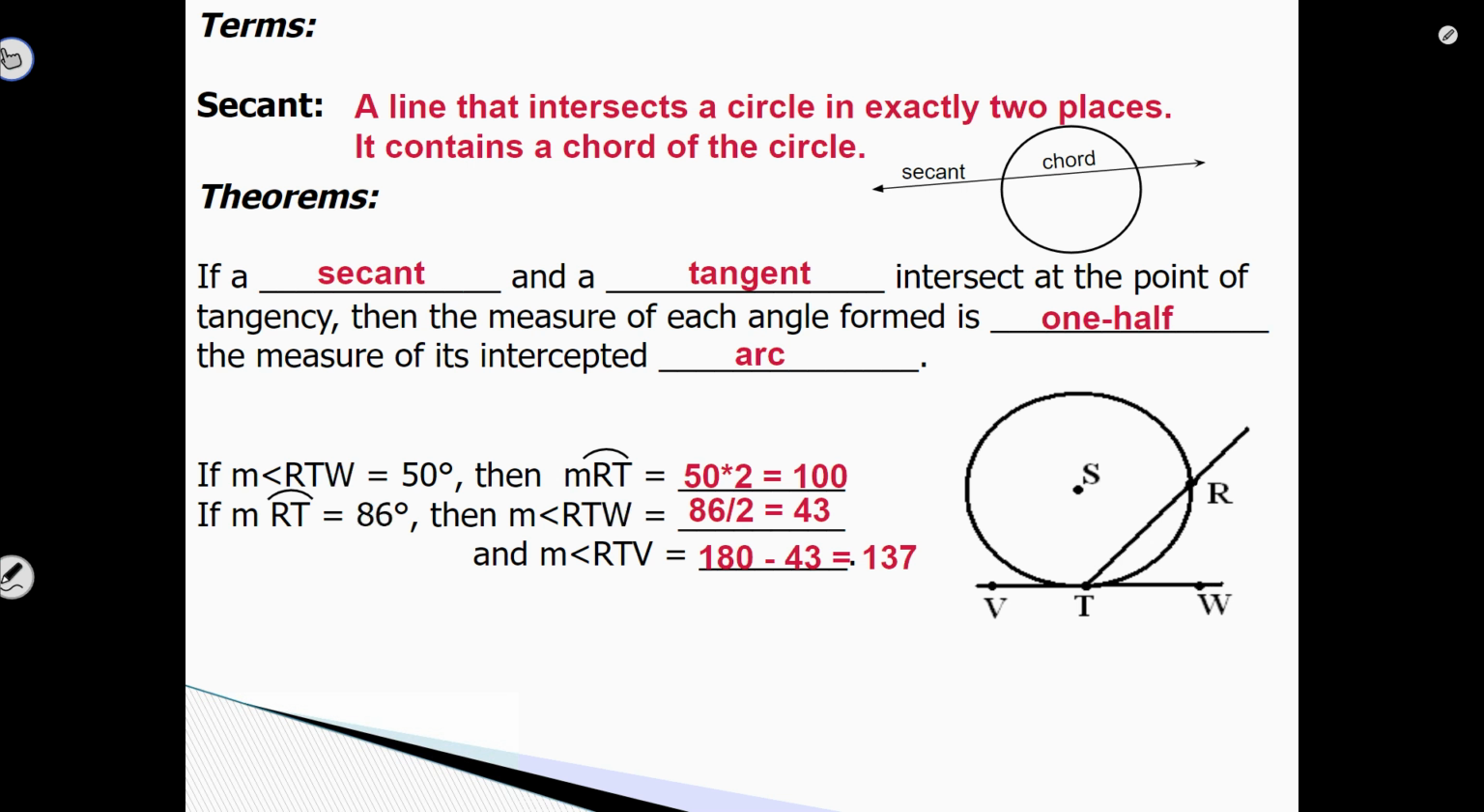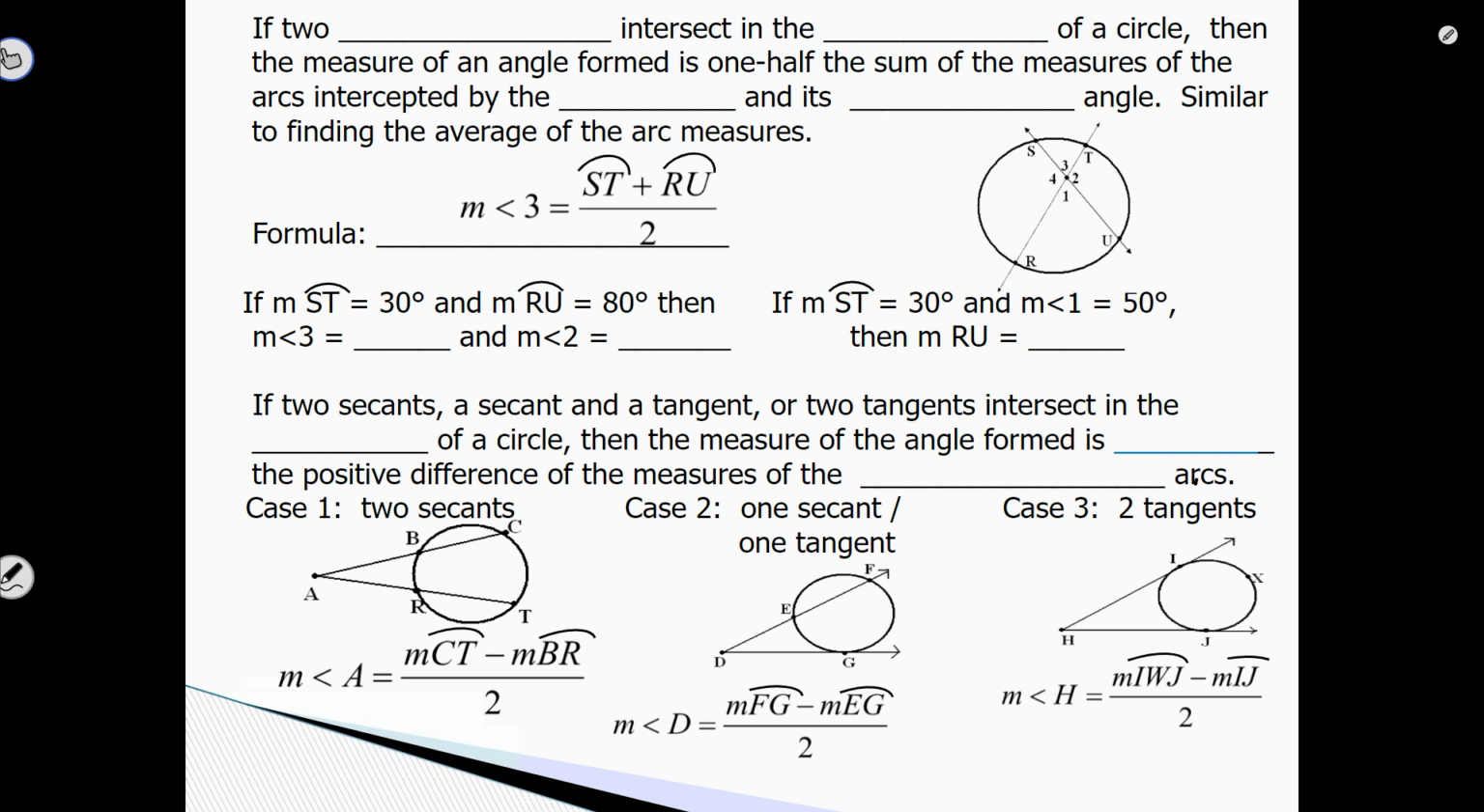Everybody have all those before I change slide? Okay. Our next theorem says that if two secants intersect in the interior of a circle, then the measure of the angle formed is 1/2 the sum of the measures of the arcs intercepted by the angle and its vertical angle, similar to finding the average of the arc measures.